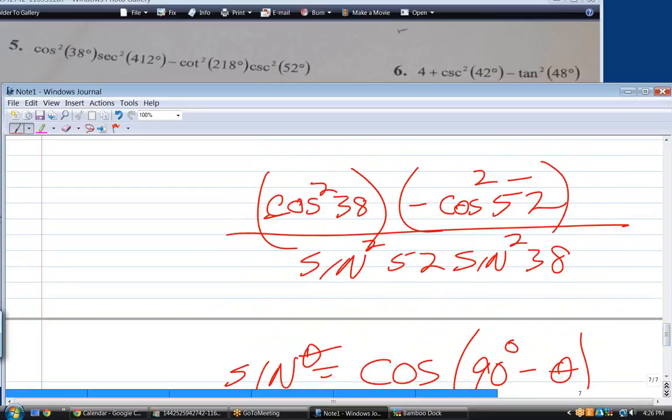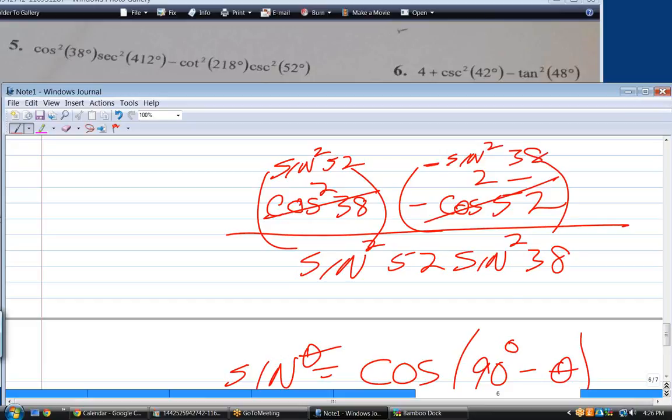I can replace that with sine squared of 52, and I can replace that with minus sine squared of 38, and now that cancels with that, cancels with that, leaving minus 1. Wow, that was a toughie.